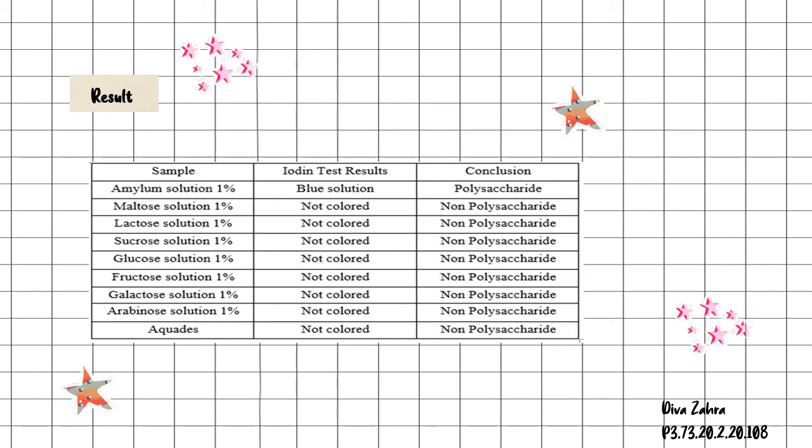8. Arabinose solution 1%. The iodine test result is no color, so the conclusion is non-polysaccharide. And the last is aqueous. The iodine test result is no color, so the conclusion is non-polysaccharide.